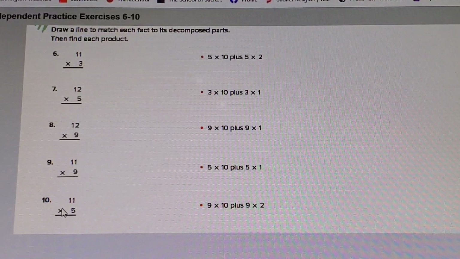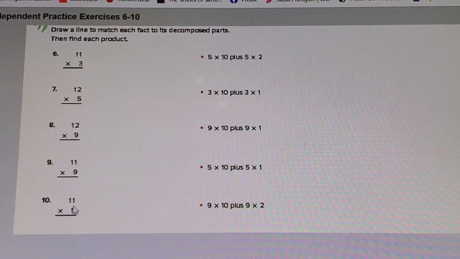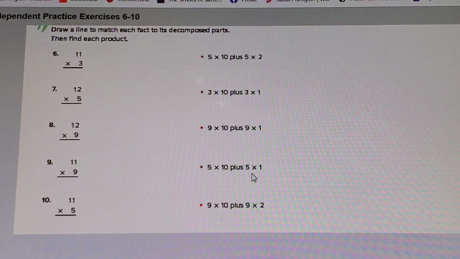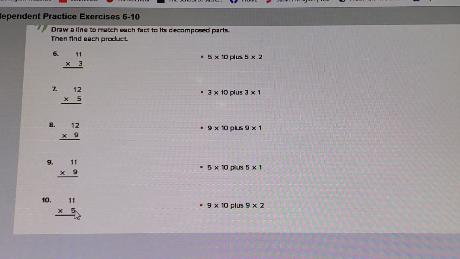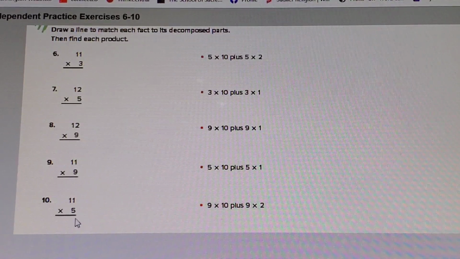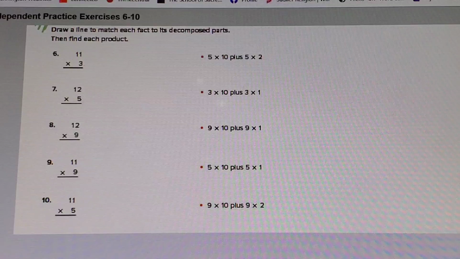And number 10, we're going to check it to make sure we're right. 5 times 10 plus 5 times 1, 10 plus 1 is 11, so this does match to the last one. And again, you write what you think that answer will be.